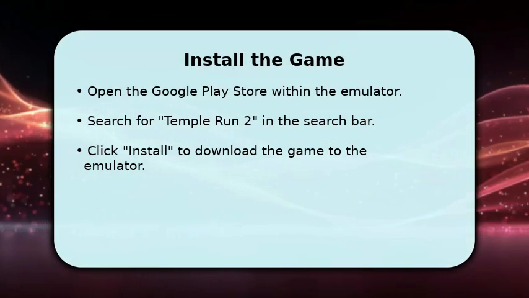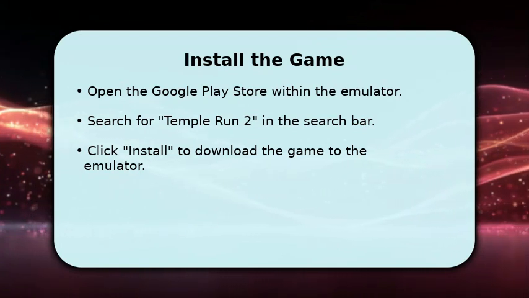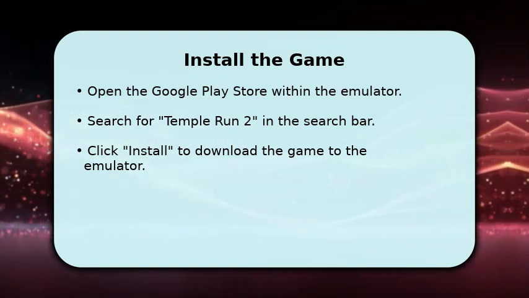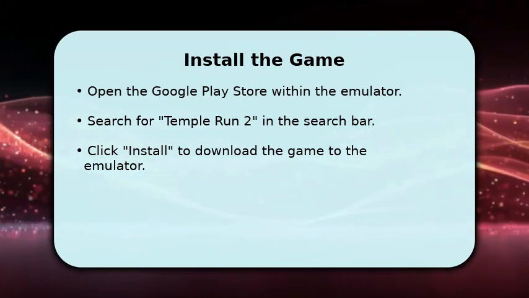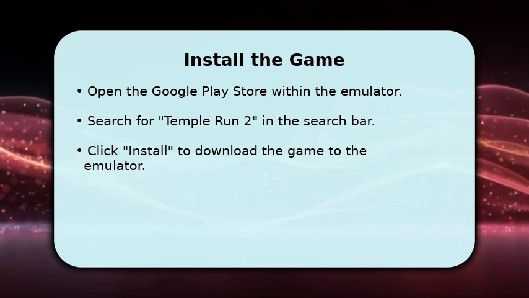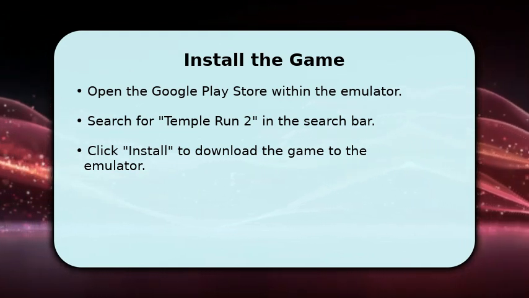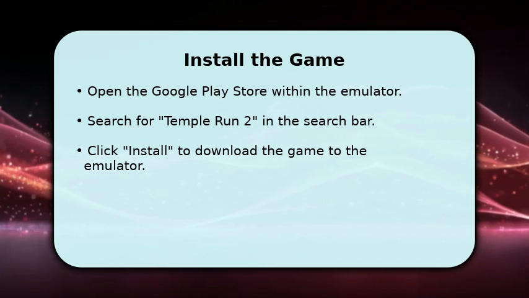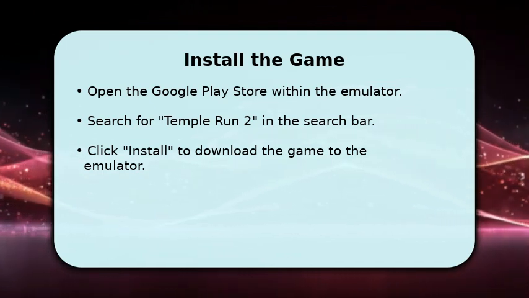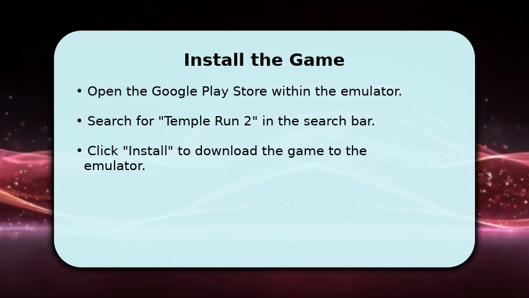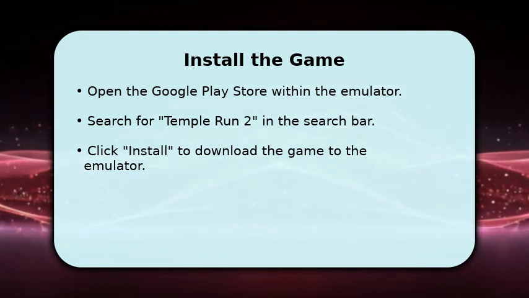Once your emulator is installed and running, the next step is to get Temple Run 2. Navigate to the Google Play Store, which functions just like it does on an Android phone. Use the search bar to find Temple Run 2, then simply click the Install button. The game will download and install directly into your emulator, ready for you to play.